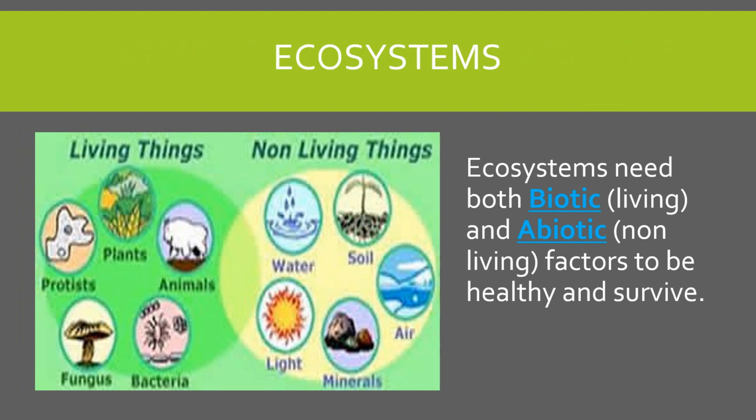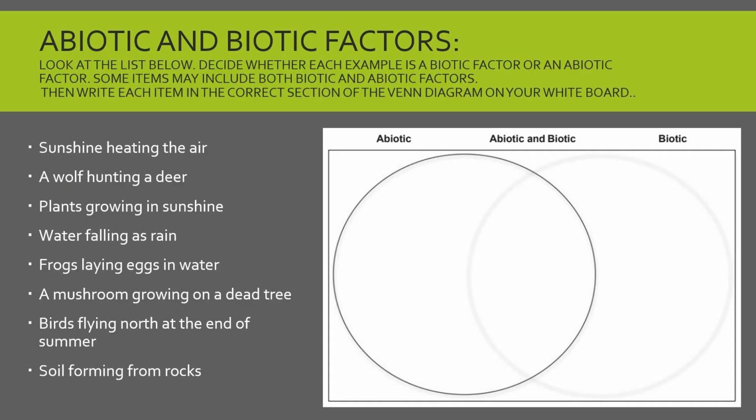So ecosystems need biotic and abiotic factors to be able to be healthy and to survive. We have our non-living things: water, light, minerals, air, soil. We have our living things: plants, protists, fungi, bacteria, animals. So these living and non-living things are what any ecosystem has to have to be able to survive.